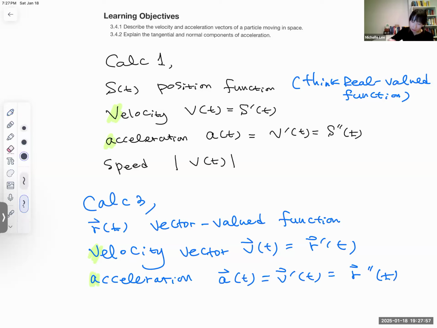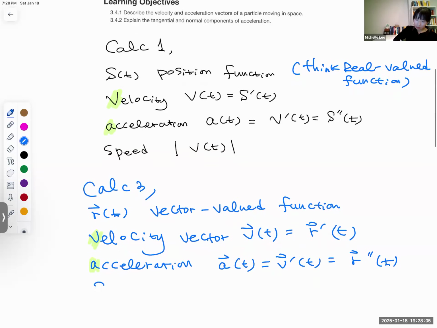Okay, let me change this one a little bit. This one looks like a double prime. Yeah. What about the speed? We had the absolute value of v of t. So in the vector, how do we make the speed? We're not using absolute value, we are using magnitude.